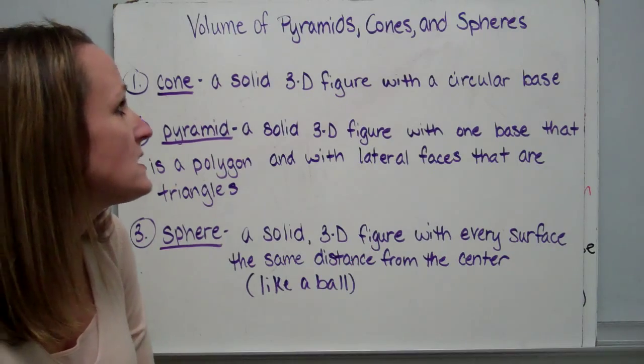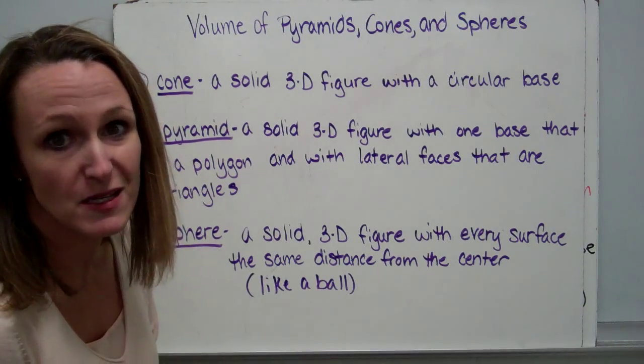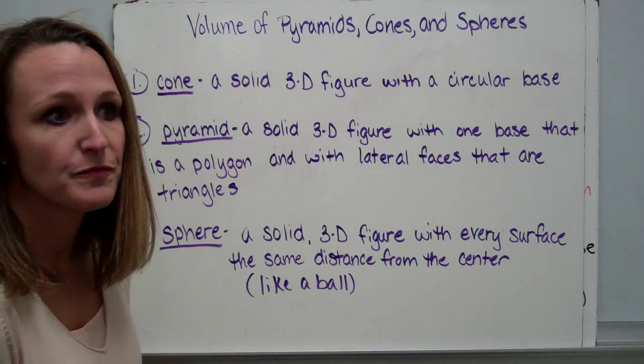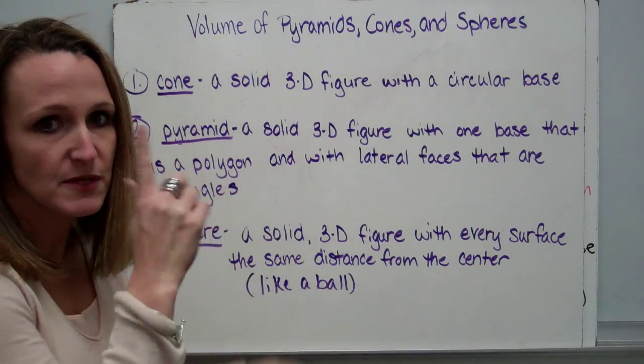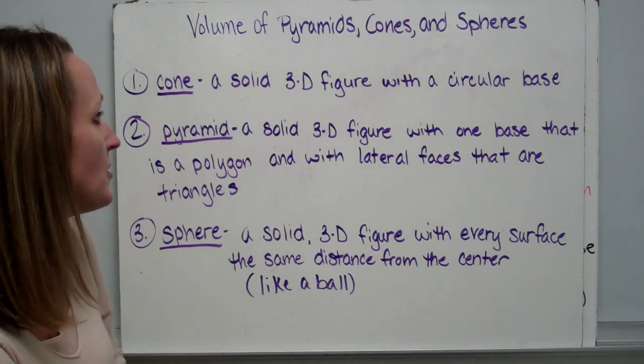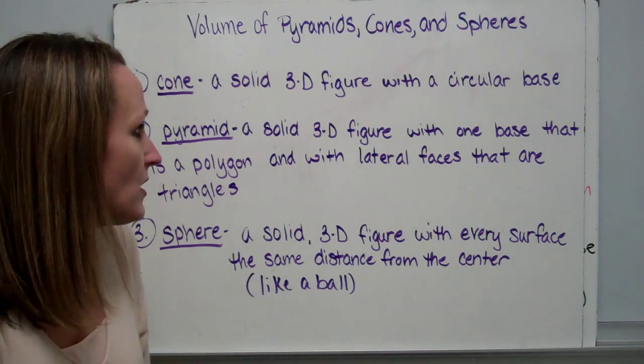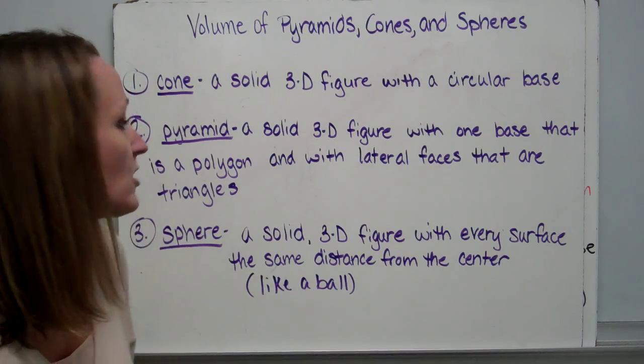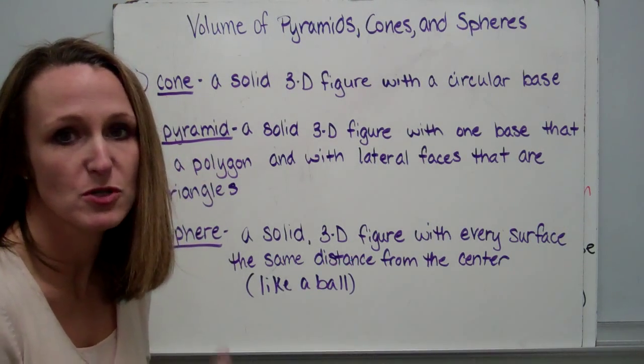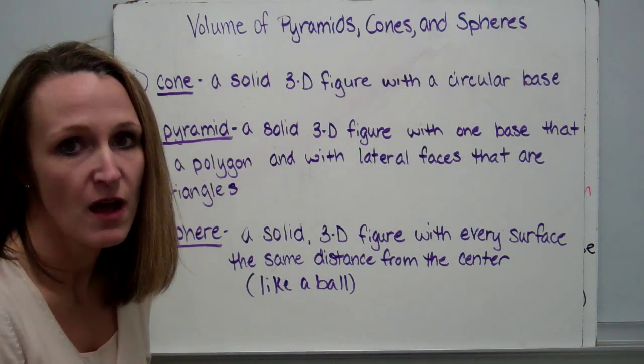First, a cone. A cone is a solid 3D figure with a circular base. Think about an ice cream cone. It's got a pointed end, and it goes up to have a round circular top. A pyramid is a solid 3D figure with one base that is a polygon, and then lateral faces that are triangles. When we talk about lateral faces, we're talking about the sides of a figure that does not include the base.